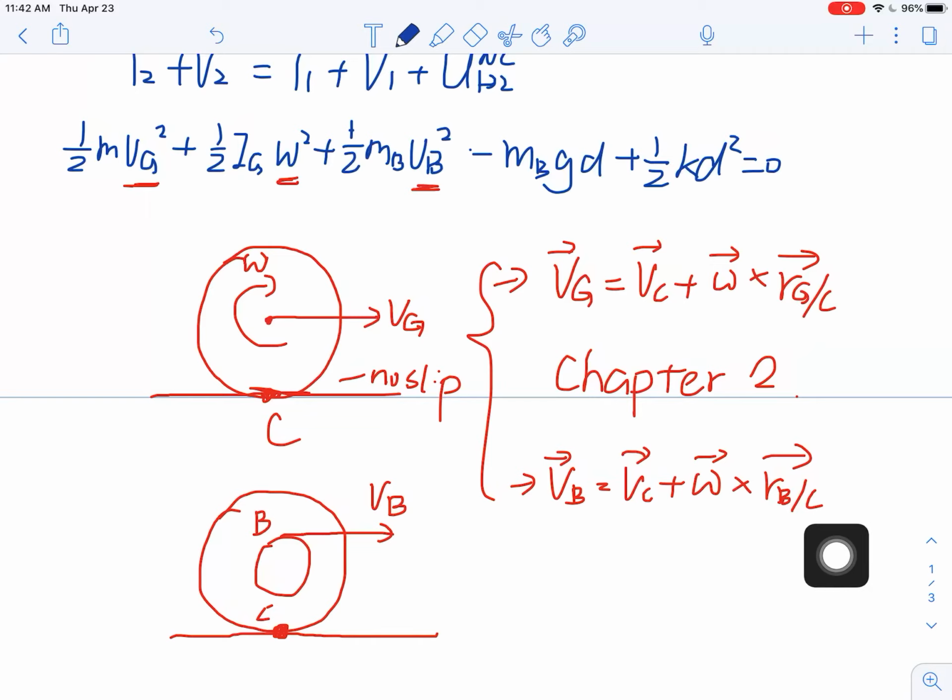So now you should have three equations and three unknowns. What you can do is, from those two equations, write v_G and v_B in terms of radius and omega. Once you substitute v_B and v_G with omega, you only have omega as the only unknown in this equation. Alright, good luck in solving this problem.